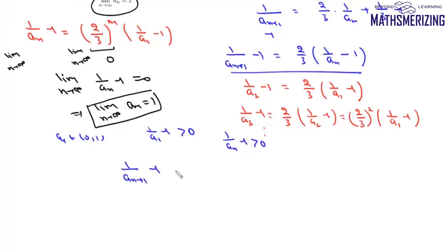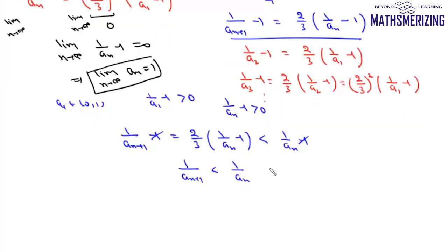So if it is greater than 0, then using this relation, we can write 1 upon a_(n+1) minus 1, which is 2 by 3 times 1 upon a_n minus 1, is actually less than 1 upon a_n minus 1. Now here minus 1 and minus 1 will cancel. So we can write 1 upon a_(n+1) is less than 1 upon a_n, which implies a_(n+1) is greater than a_n. That means this sequence is increasing.